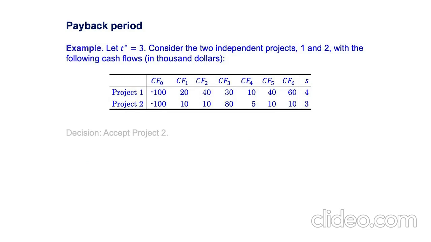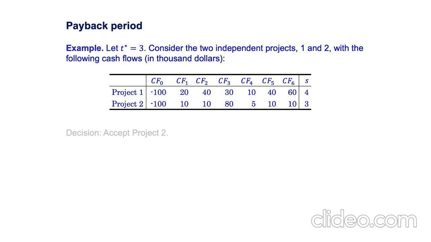Suppose that the payback threshold is 3 years, and we have two projects, 1 and 2. Their dollar cash flows are given in the table in $1,000. Their payback periods are 4 and 3 years, respectively, as given in the last column in the table.